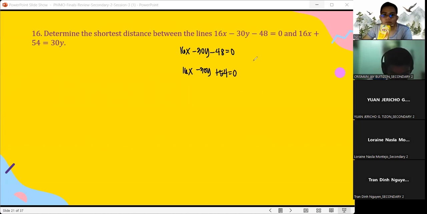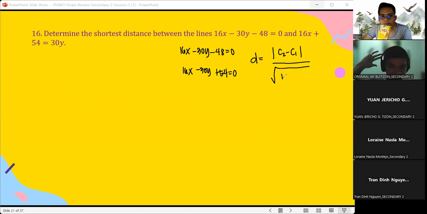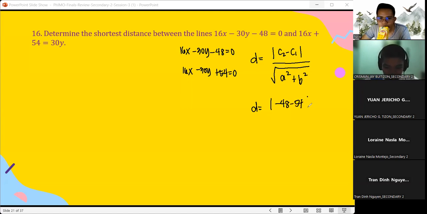So, what did I tell you when it comes to this one? The distance is just the absolute value of the difference of constant 1 minus constant 2 over the square root of a squared plus b squared, right? So this is negative 48 minus 54, absolute value.